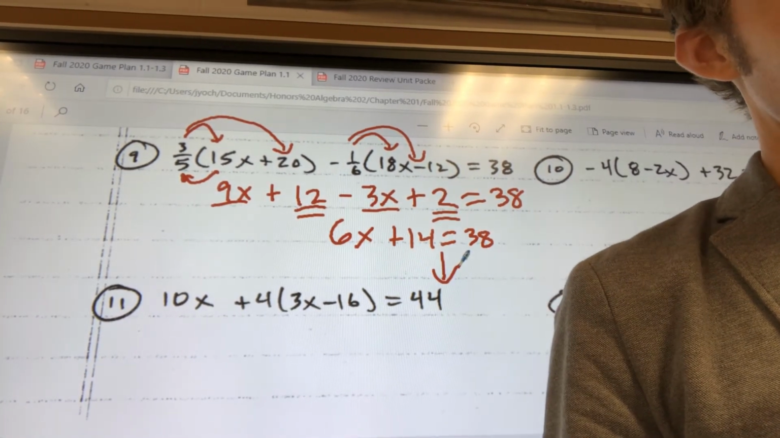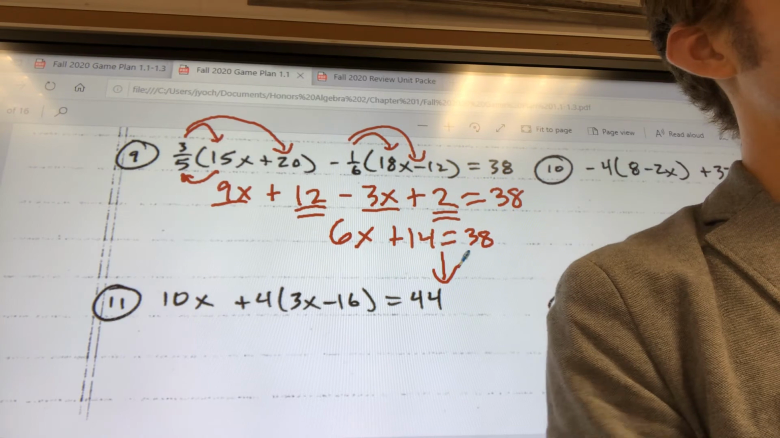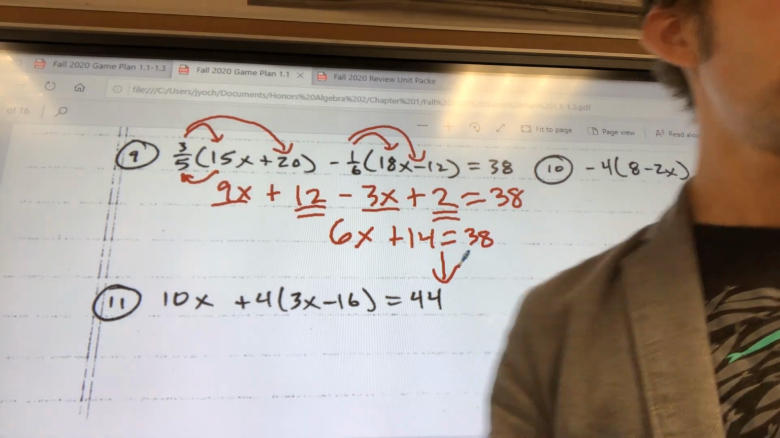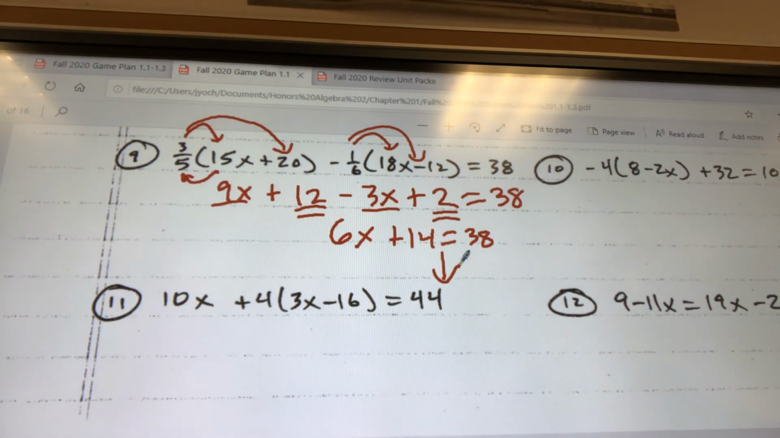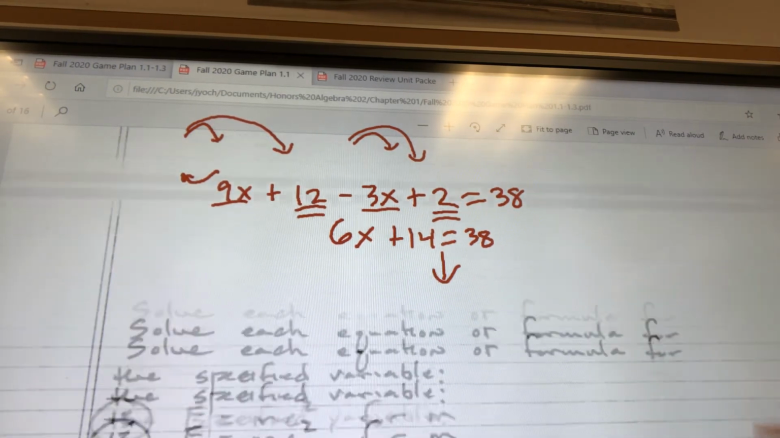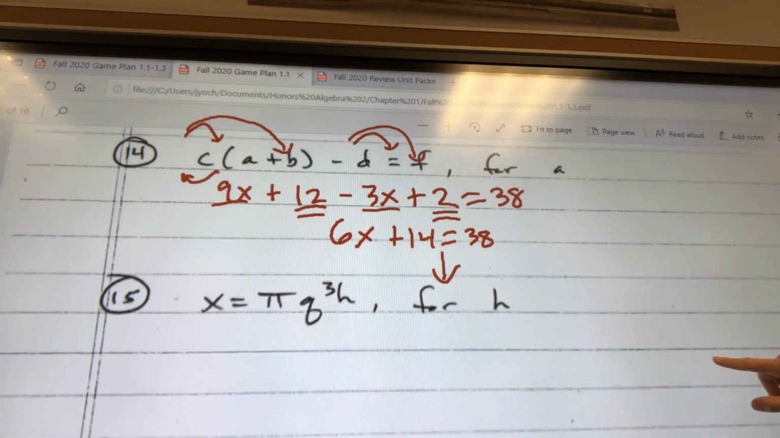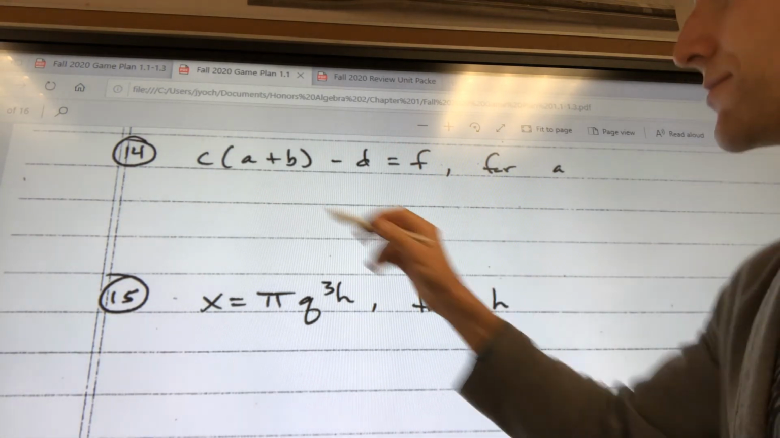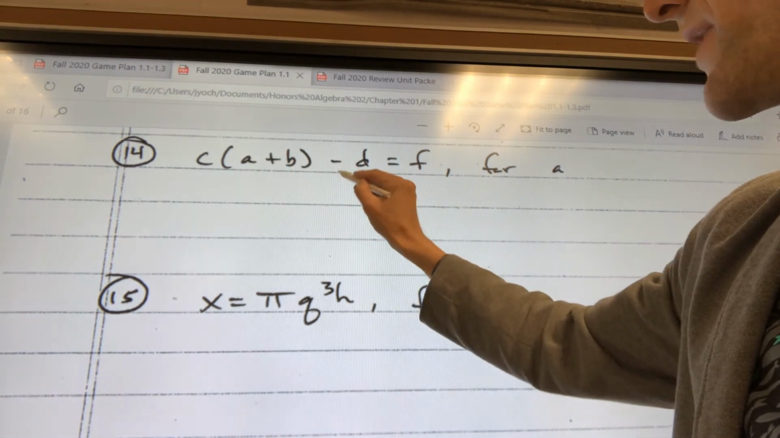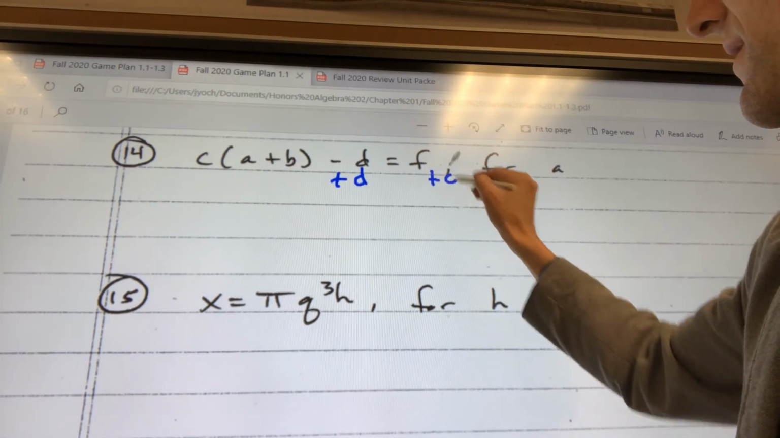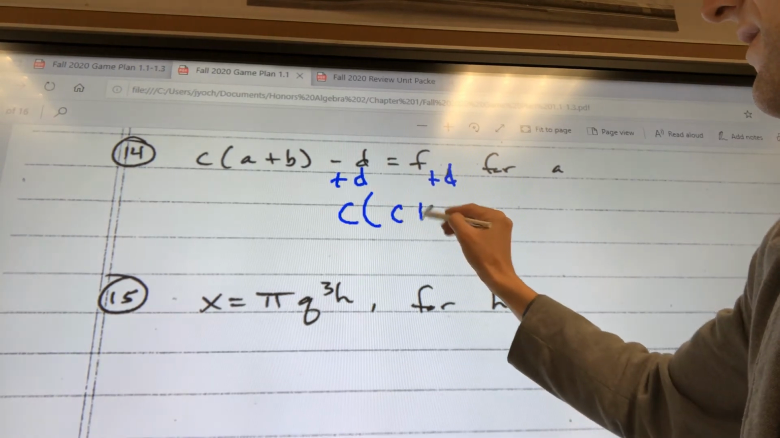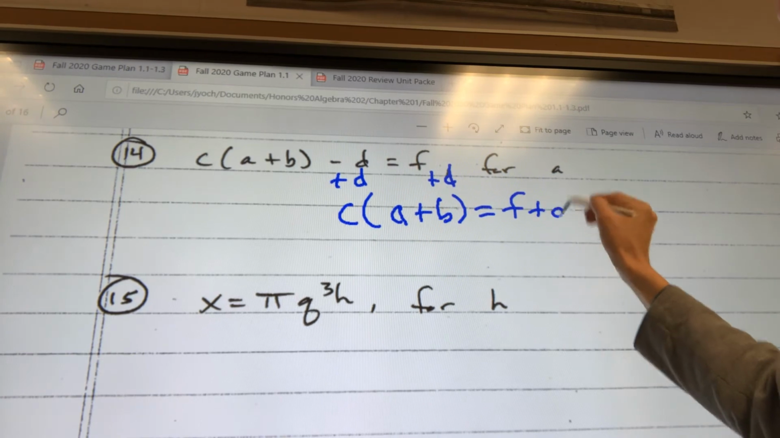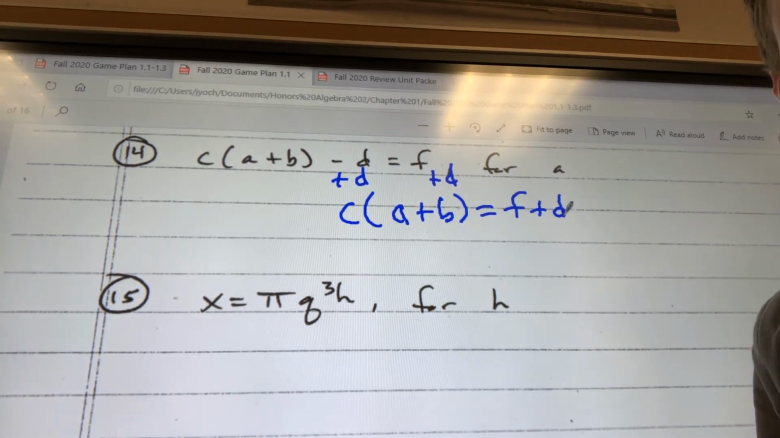All right, I'm going to help you with a few on that last page. Let's talk about 14. Solve for a. Ooh, a's in there. So the first thing I should do, I need to get rid of that d. That's a, is equal to f plus d. No f's plus d's on your report card.